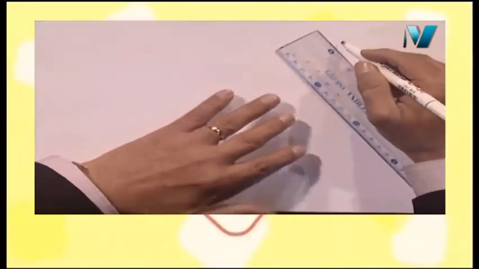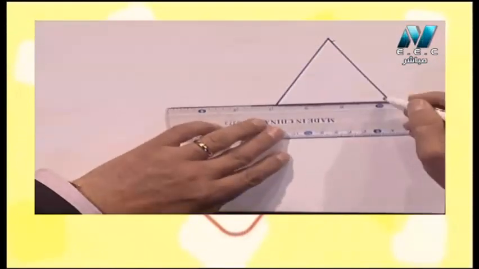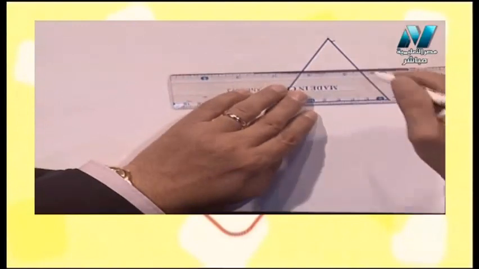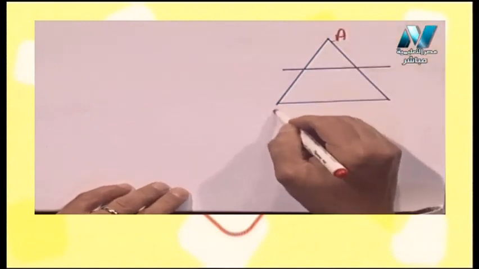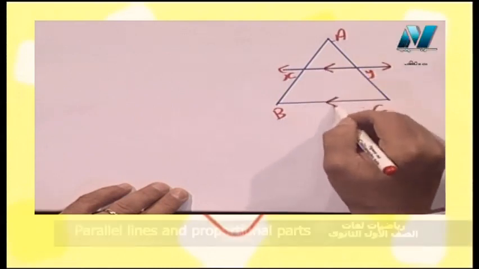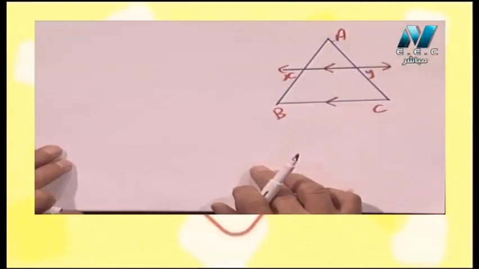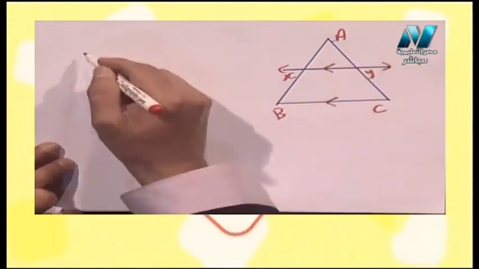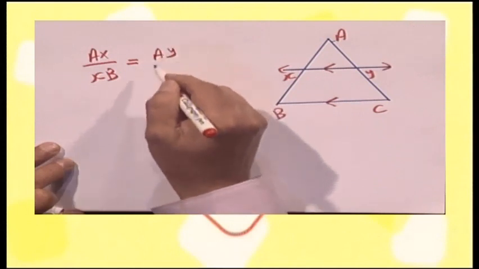If we have here a triangle like that, and we have a straight line like that parallel to one side and intersecting the other two sides, we have the triangle ABC and a straight line XY parallel to the base BC and intersecting the other two sides AC and AB at Y and X. The sides here will be proportional as AX over XB will be equal AY over YC.